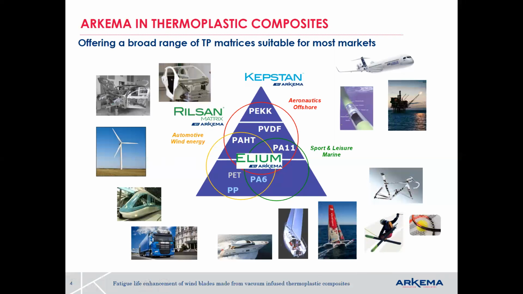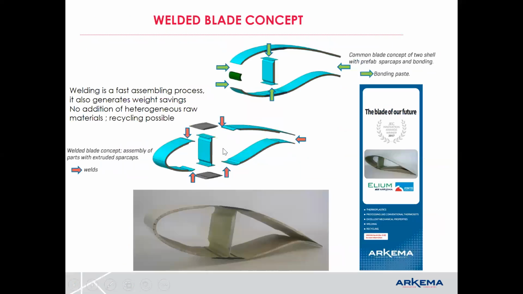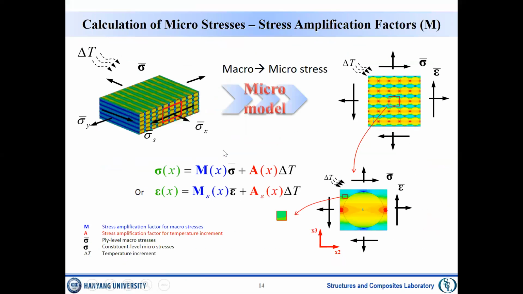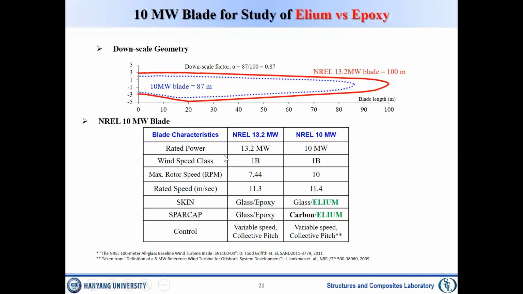So Arkema is a very famous company developing plastics, and we are working together. And our role is to design a wind turbine blade. We design how long? 100 meter. One blade, 100 meter. How long was your wing? Boeing 787. 30 meters, right? 30 meters.